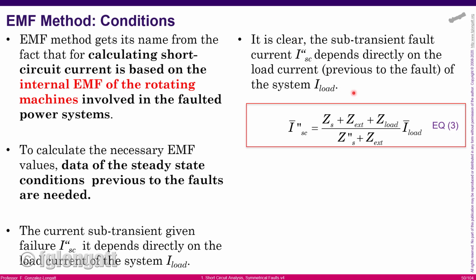And to demonstrate my approach, equation number 3 is telling you that in the denominator we have this small impedance that creates high short circuit currents. But I believe equation 3 is clear to all of you: the load current is involved in the short circuit analysis, okay?